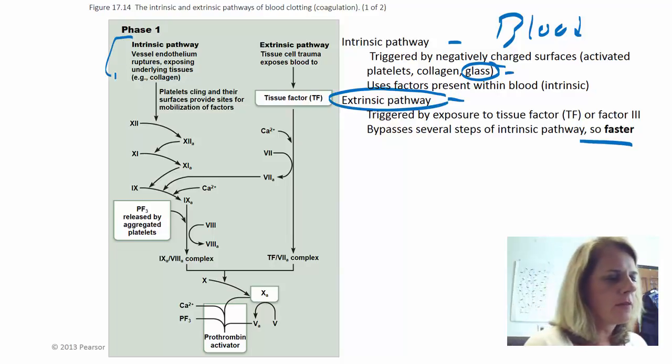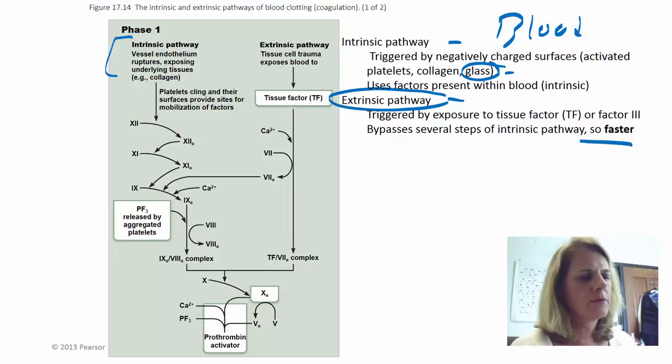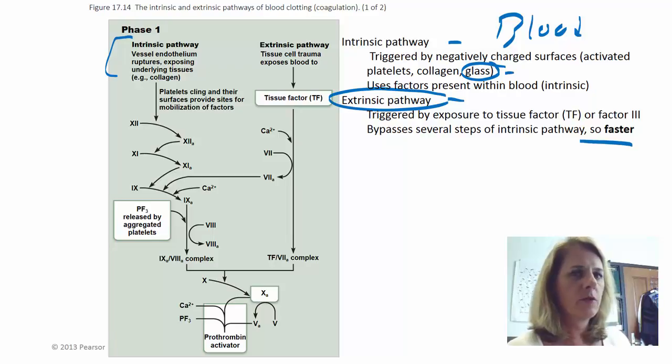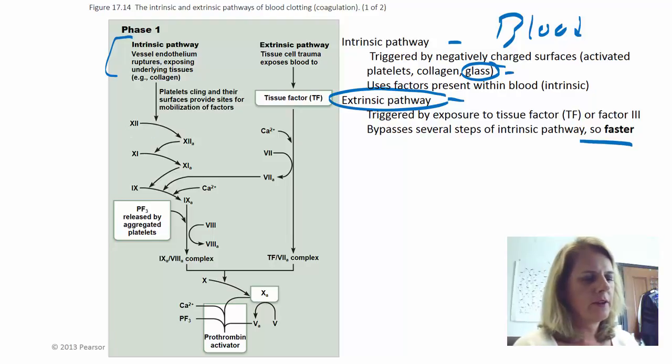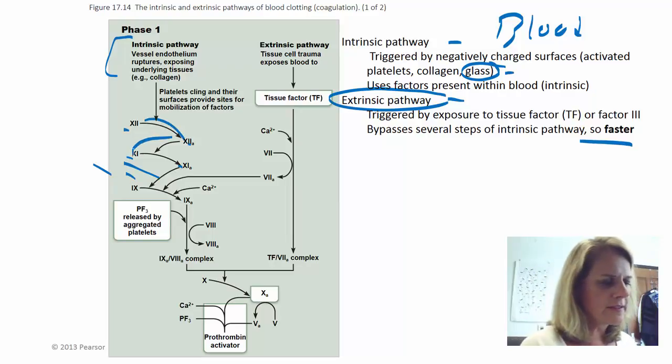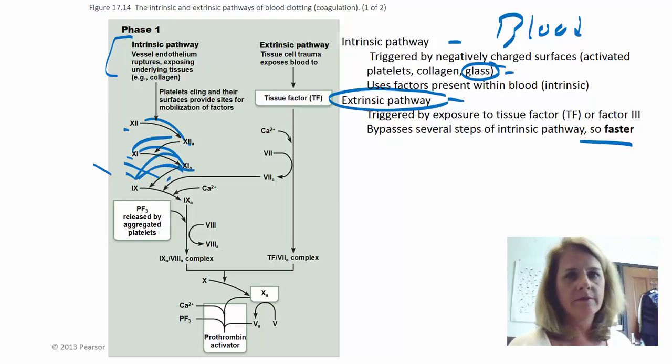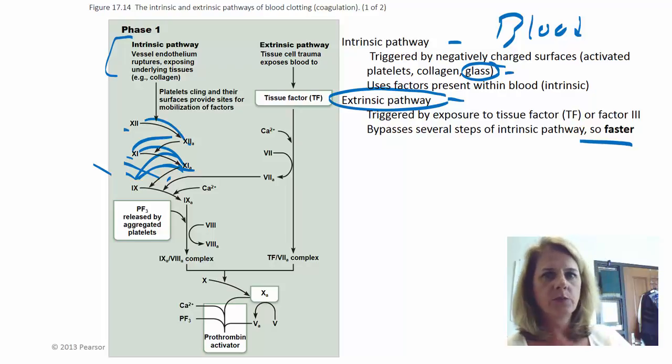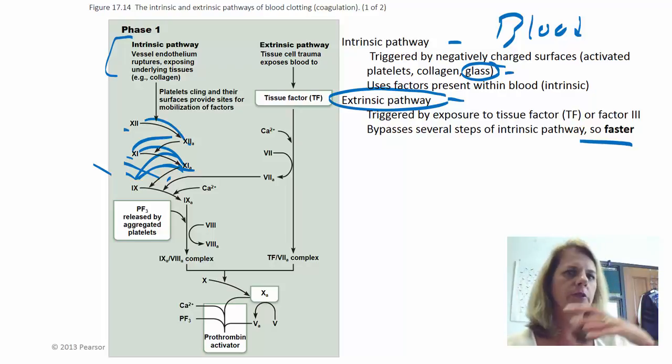So the intrinsic pathway, your vessel endothelium ruptures, or you've put it in a test tube, something like that, and the chemicals actually within the blood start their cascade. And I don't ever ask my students to memorize that 12 goes to 12A and then 11. I mean, I don't make you memorize this. Okay, what I want you to see is there's a set of these factors that start to cascade and turn each other on. Okay, so it's just this one turns on this one, this one turns on this one, this one turns on this one, this one turns on this one.